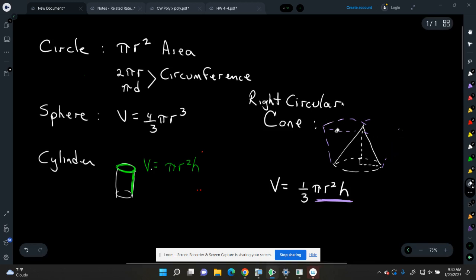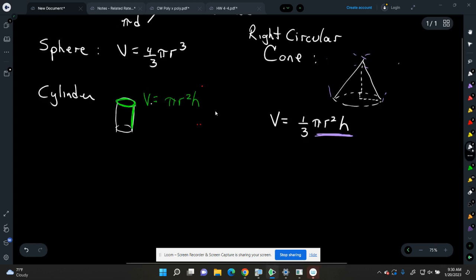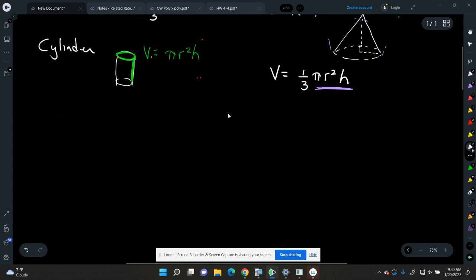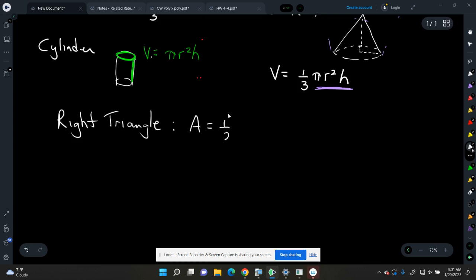Triangles. You have area of triangles. So your area of a right triangle. These are all formulas that you are expected to know. These are geometry formulas. Area equals 1/2 base times height.